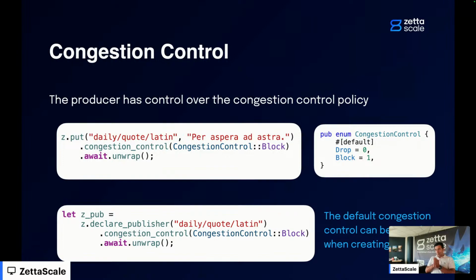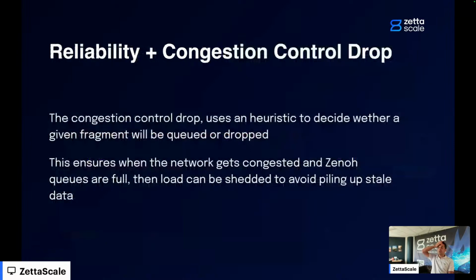We'll see with some animation, or let's try really to understand what is the difference between block and drop. So let's start with reliability: reliable reliability plus congestion control drop.